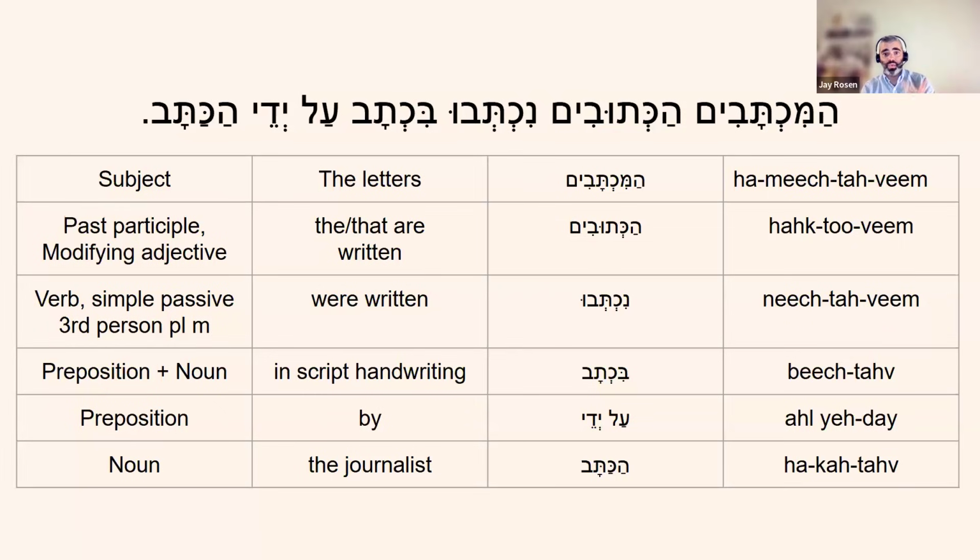Again, letters, written, handwriting, journalist. They all have to do with writing. So anytime I see a word that has kaf, taf, bet, even if I don't know how to read the word, I don't recognize the word, I don't know the word, I know 50% of its meaning. It has to do with writing. Now, I'm going to pause here and say something that's good and not good.